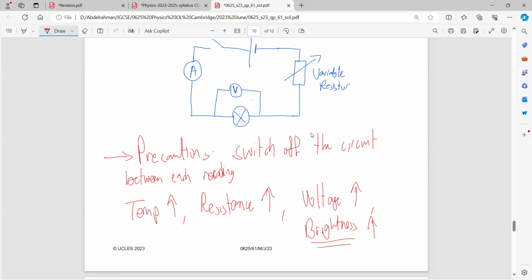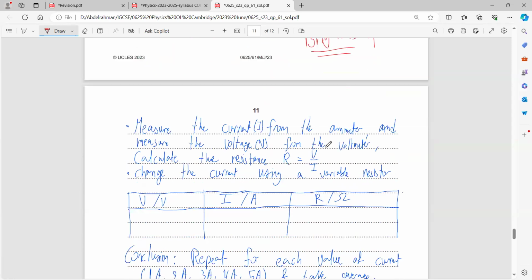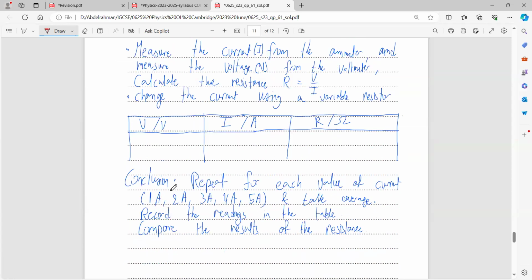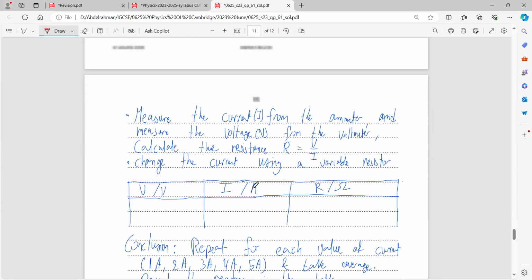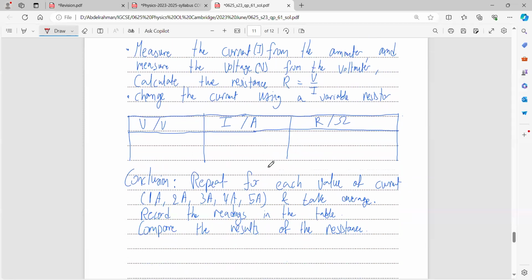Are resistance and current inversely proportional? Yes, the resistance and current are inversely proportional. As you increase the resistance, the current decreases. As for the values of the current, yes, you can write down the values. Oh, I wrote them down. You can write them down: 1 ampere, 2, 3, 4, and 5 amperes. You should have written them down as the range of values. For some reason, I didn't write the range of values in this question. Usually, I do write them down.